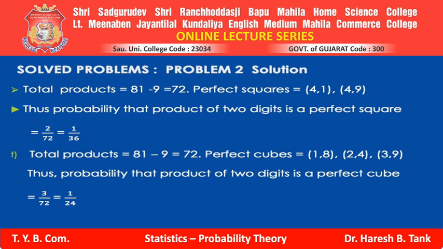Next question was similar, but it was related to perfect cube. Total products are 81 minus 9, which becomes 72. Perfect cubes are 1 8, 2 4, 3 9. These are the three different ways one can get a perfect cube. Thus, the probability that product of two digits is a perfect cube comes to 3 upon 72, which is equal to 1 upon 24. Is it clear? Fine enough. Let us shift to the new example.